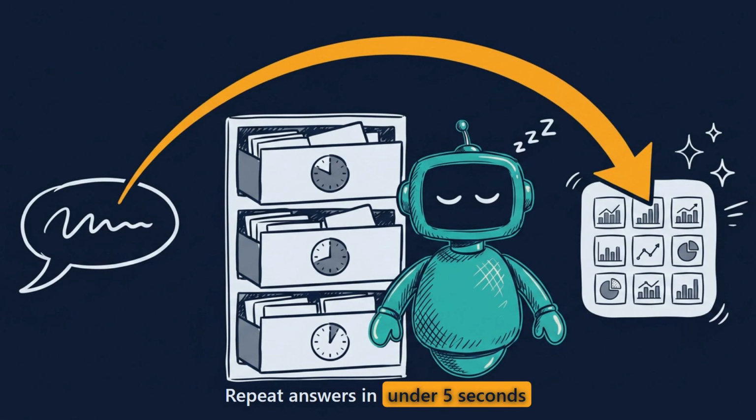Speed comes from a 3-tier Redis cache. Finished dashboards for a day. Query templates for a day. Raw results for an hour. Ask the same question twice, and the second answer skips the AI entirely and comes back in under 5 seconds with fresh data.